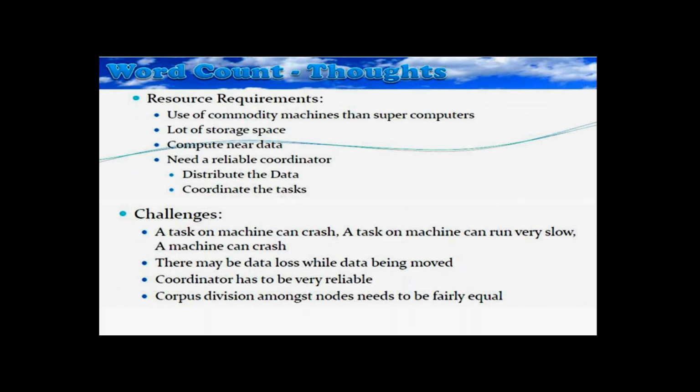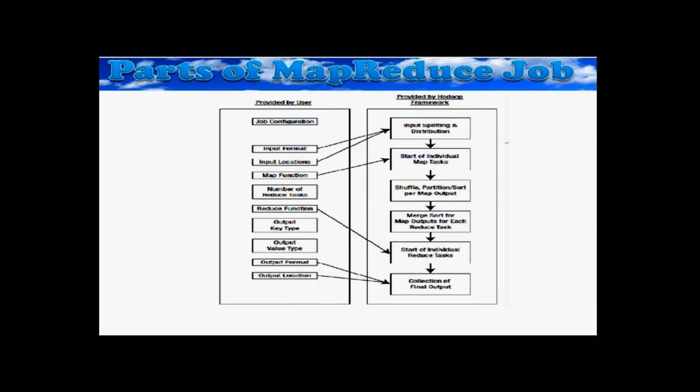Okay, corpus division among the nodes needs to be fairly equal. The resource utilization among the nodes should always be equal. That is also maintained by the job tracker. These are some of the challenges that will be overcome by Hadoop 1.0.